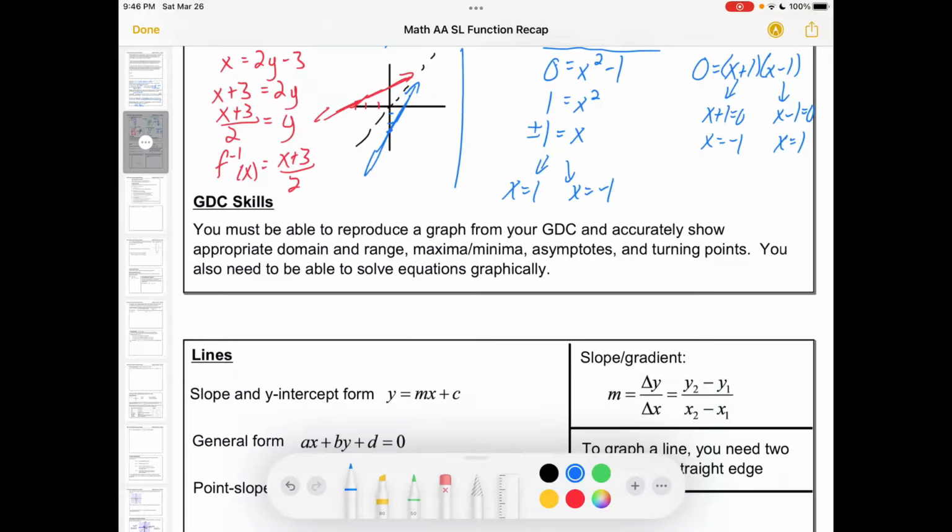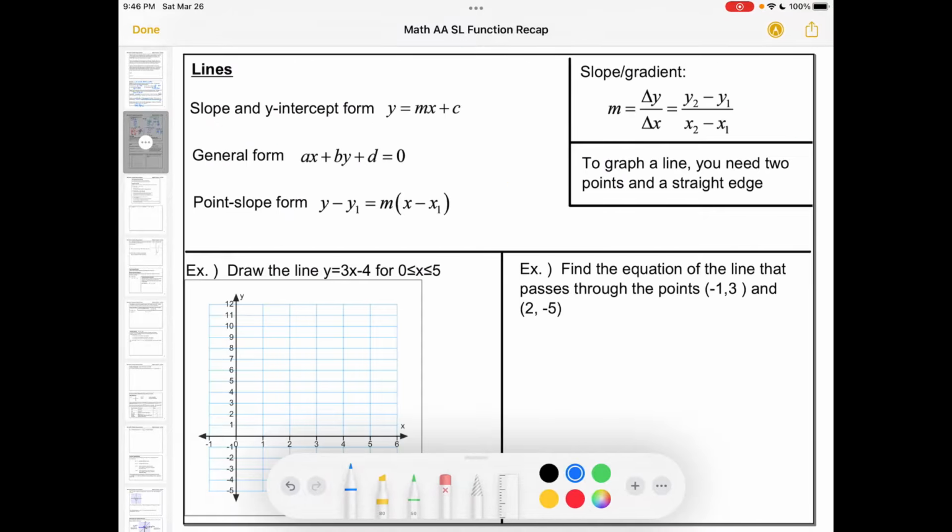In terms of GDC skills, we need to be able to accurately produce a graph from the GDC, show domain and range, any max or min, asymptotes and turning points. You also need to be able to solve equations graphically. We'll deal with those concepts in this video, but also there's a GDC skills video that you can check out. This all leads us to looking at lines, or linear functions.